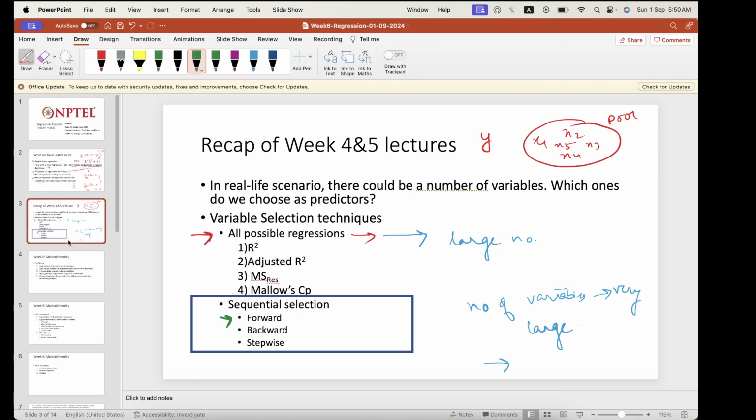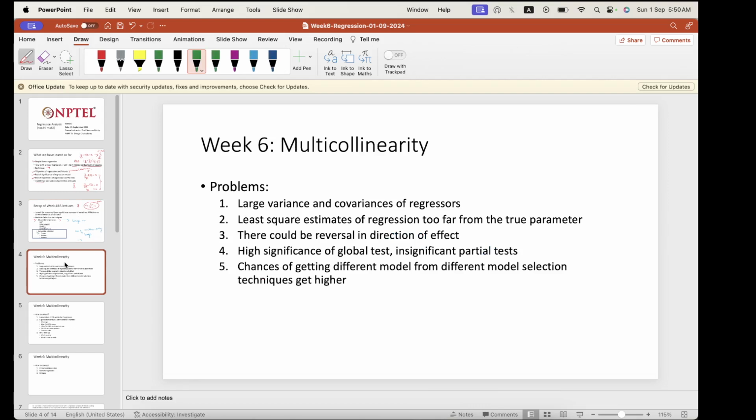And then this week, in week 6, we talked a lot about multicollinearity. Today I'll be explaining what we actually mean by multicollinearity, what are the problems associated with it, and how to work around problems of multicollinearity, and then we'll solve a few problems to get a better hang of it, right? So first things first, what do we mean by multicollinearity?